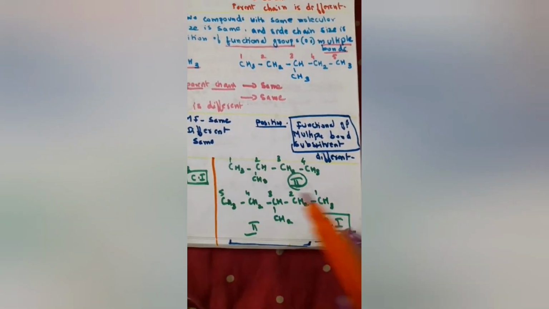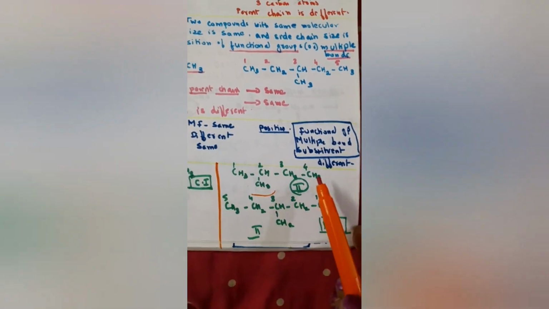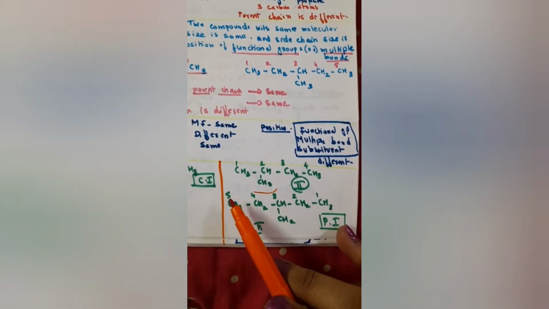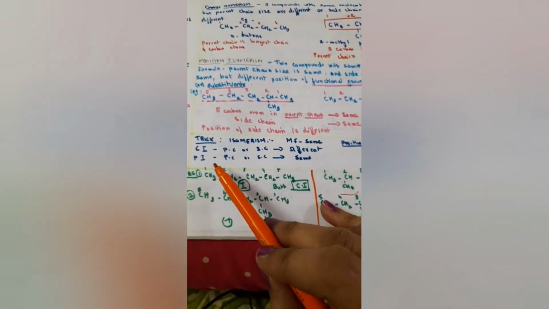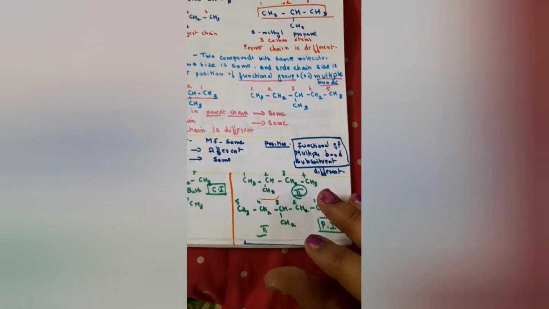When you number it, this should get the lowest possible value from left to right. There are 4 carbon atoms in the parent chain. Here, either way it is okay, 5 carbon atoms are there, and this is position isomerism. See what is said for position isomerism: the parent chain and side chain are the same. Both are CH3, but the functional group and multiple bond positions are different.